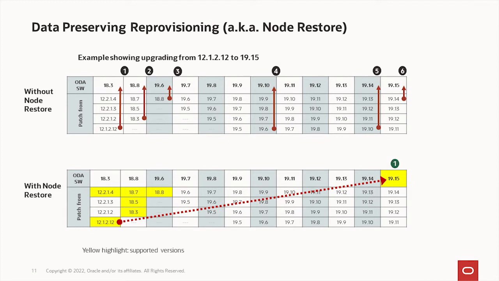So the database can be left on ASM, and then we can do what we call the no restore. For example, prior to this feature, if you have a customer that was on ODA software 12.1, and you want to upgrade to the latest 19.15, you have to go through 6 steps of upgrades, right? So here the arrows are showing the official way of upgrading to 19.15.